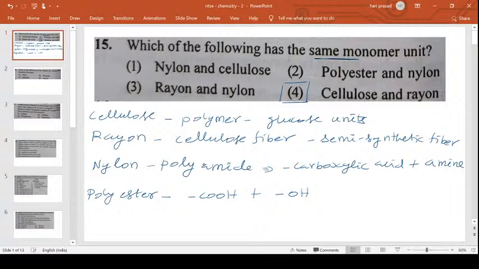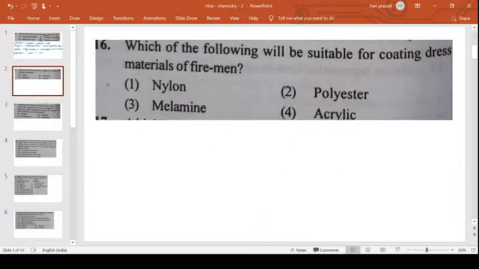Nylon is called polyamide. It is obtained by reaction between carboxylic acid and amine. Polyester is obtained by reaction between carboxylic acid and alcohol. For same monomer, the fourth option, cellulose and rayon. Cellulose contains glucose units, rayon also contains glucose units. Next question.